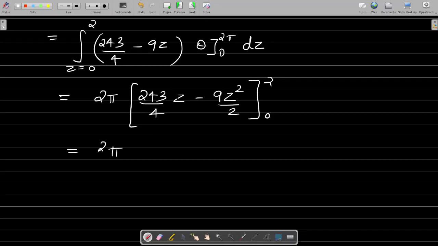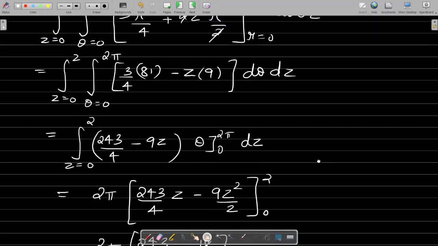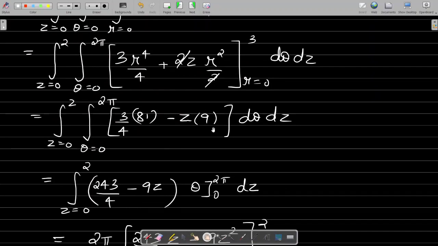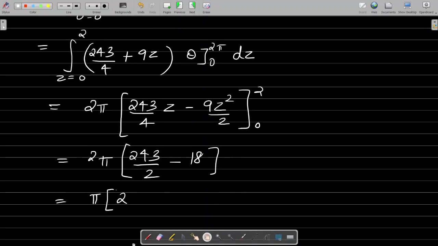2 pi into z within the limit 0 to 2 is 2, so 243 by 2. The 2s will get cancelled. 2 by 4 is 1 by 2, minus 9 into z square by 2. So the 2s will get cancelled, and 9 into 2 is 18. So this is equal to pi into 243, it's not minus, it is plus here. 243 plus 9z. I've written minus everywhere here, so just correct it. That is plus 9z.